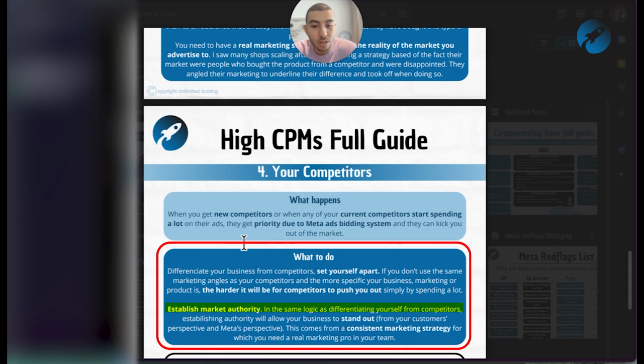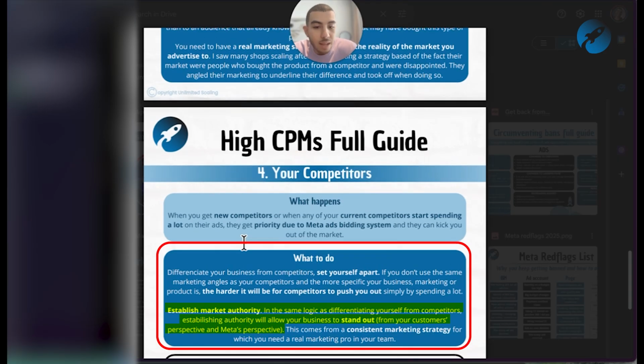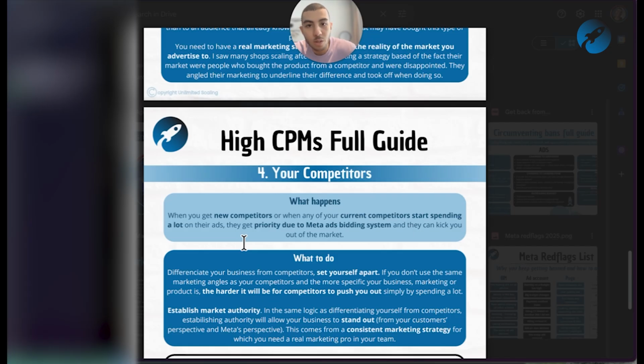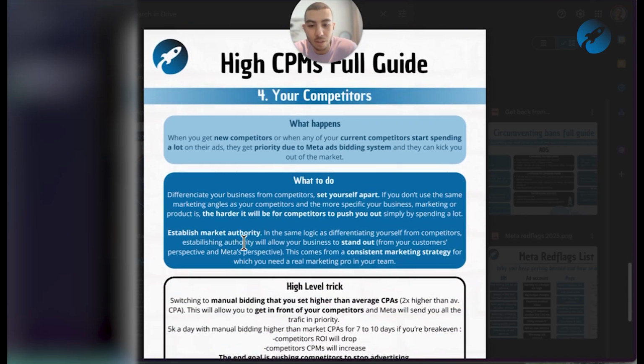So establish market authority is the same logic as differentiating yourself from competitors. Establishing authority will allow your business to stand out from your perspective and Meta's perspective. This comes from a consistent marketing strategy, which you need a real marketing pro in your team. By that, I mean you need to see what's going on there and see how you differentiate yourself in terms of product, in terms of suppliers, and in terms of marketing intent, like what hypothesis you're gonna explore and something that your competition is not doing. This way you can test, you see what's happened, and then you can iterate on your market.